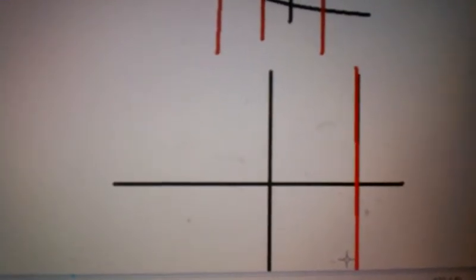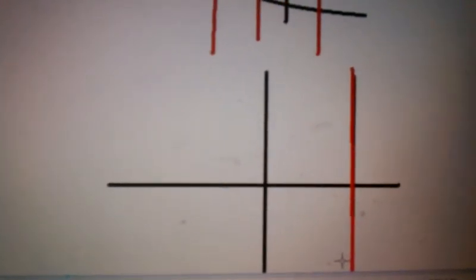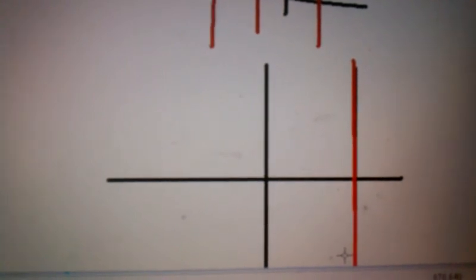Example number 4. Alright. As you can see, there are several spots in which the vertical line intersects the line that was already drawn. Therefore, this is not a function.